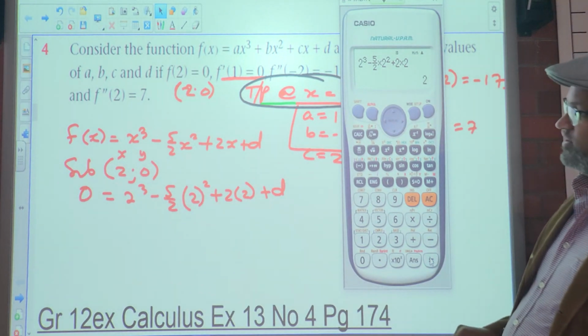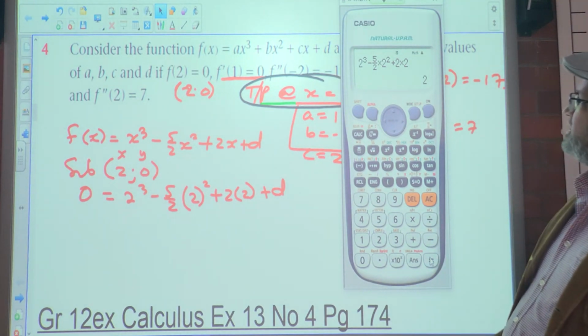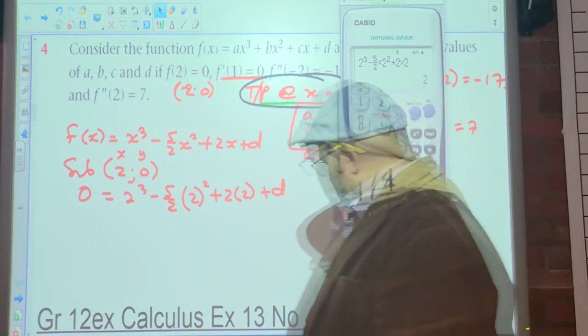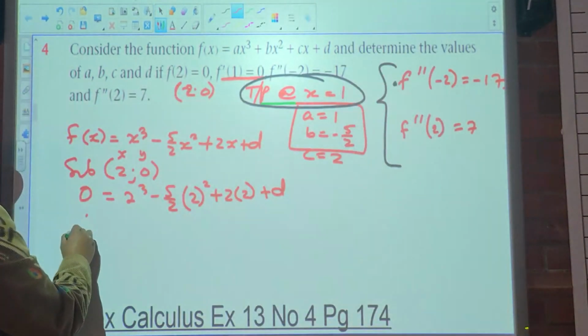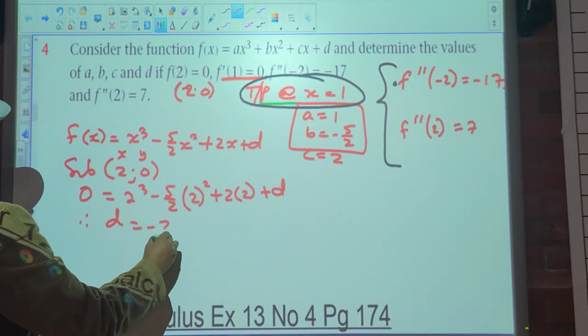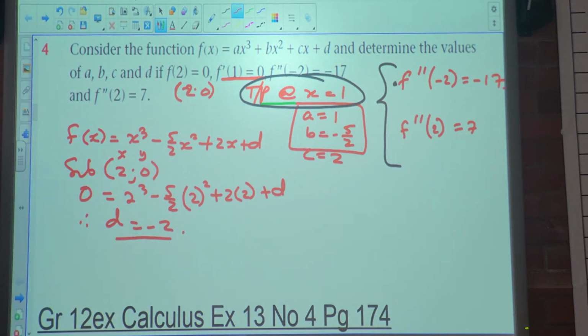Okay, so that gives you an answer of the 2. Is that correct? So then therefore, D is equal to? Let's check if that's correct.